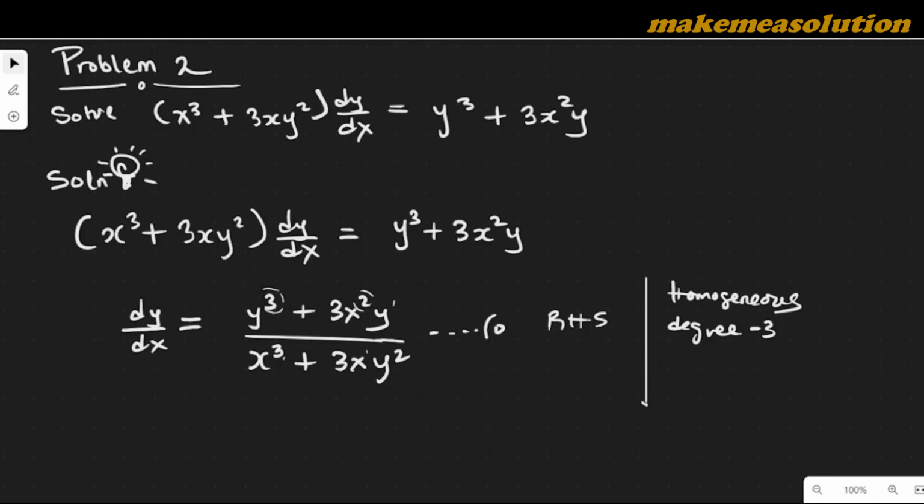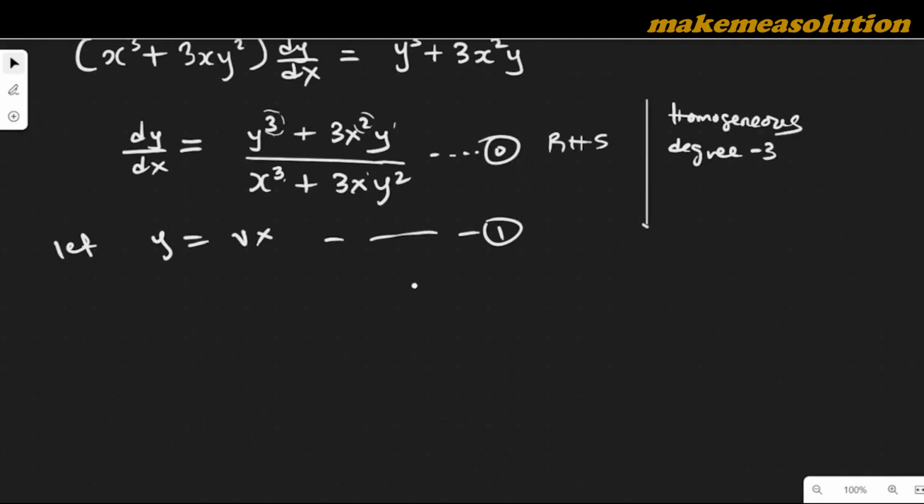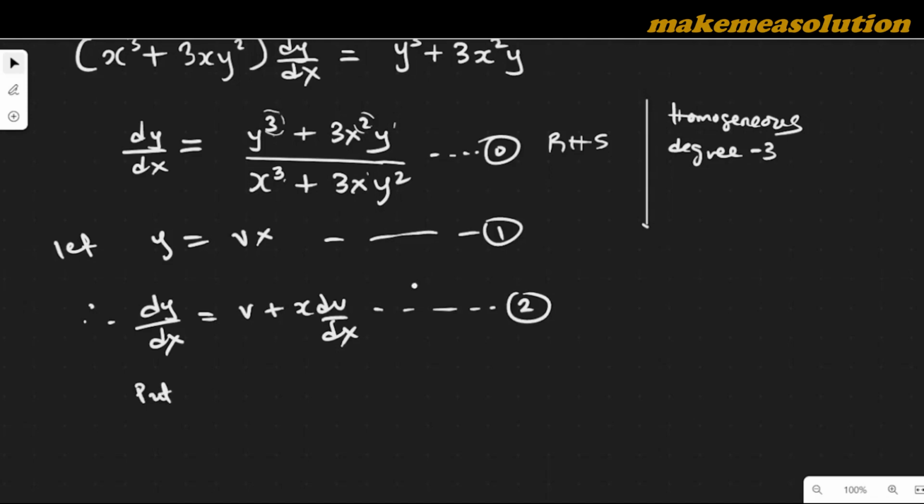So we can label this as equation 0. Then we can say y is equal to vx. So this is equation 1. Normal stuff. Then the implication is that dy/dx will be equal to v plus x dv/dx, and this is equation 2. Is that okay? Now you're going to put 2 and 1 in 0.